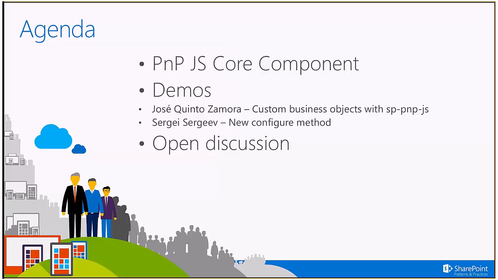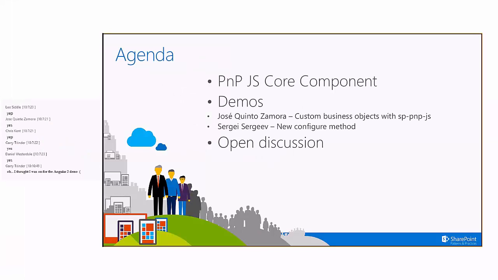He's going to do a cool demo on some custom business objects using the JavaScript core library. And Sergey, if he shows up, will have a demo. He did a really cool pull request on the new configure method that he added. That adds a lot of flexibility and ability to reuse objects with certain sets of configurations, such as headers or even different base URLs for different sets of REST requests. So very cool addition, some really great work from him.